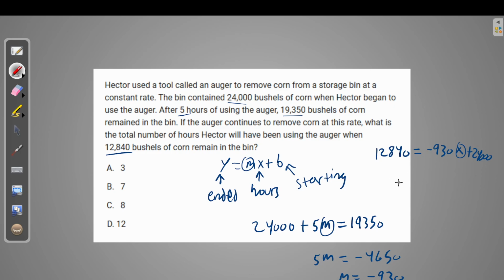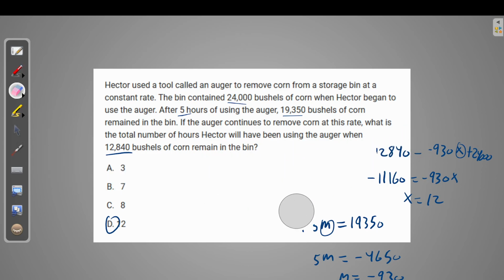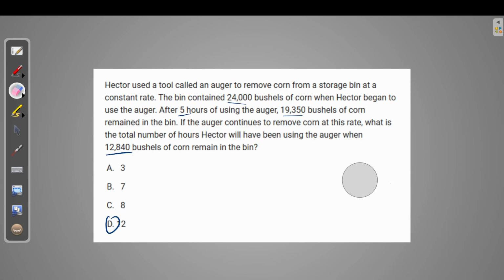And when I use my calculator, that gives me minus 24,000. Gives me negative 11,160 is equal to negative 930x, where x is equal to, divided by negative 930, is 12. So answer choice D for this one. We erase it.